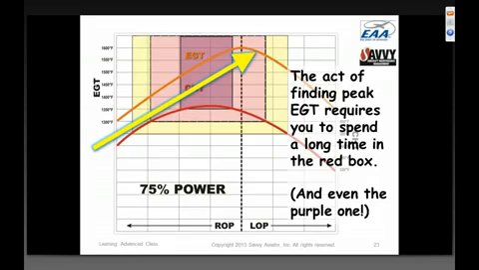I prefer using techniques that just keep us out of the red box altogether, or if we have to transition through the red box, which we do when we're going from a richer peak mixture to leaner peak mixture, or vice versa, doing it as quickly as possible in a second or two, not dwelling there trying to fine-tune a mixture to figure out where peak EGT is. It's just an abusive procedure, and so I don't recommend doing it.